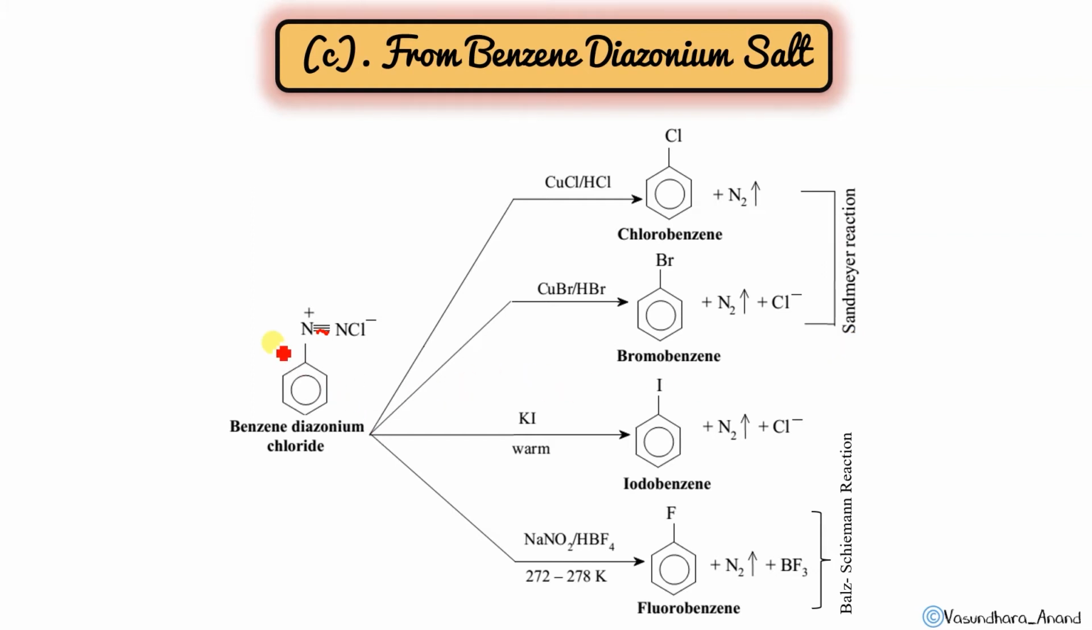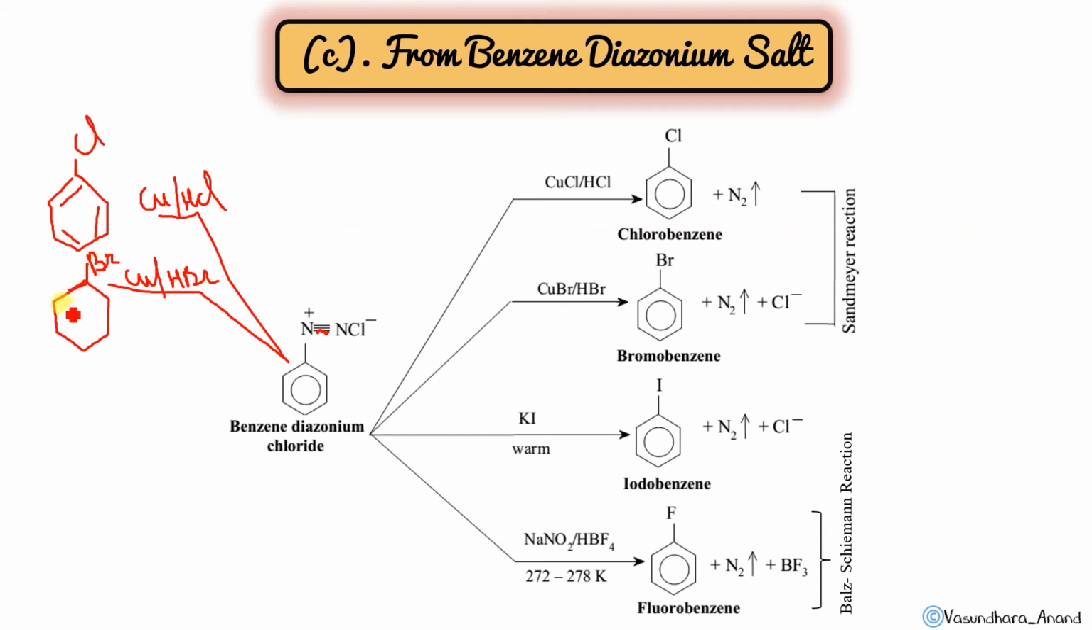The same way it can react with others. If we use CuCl and CuBr as catalysts, it will be called the Sandmeyer reaction. But if we are using only copper as a catalyst, it will give you the Gattermann reaction.